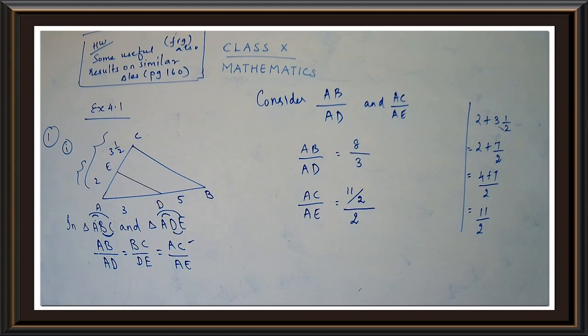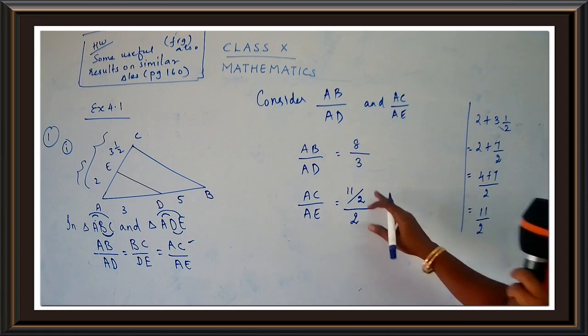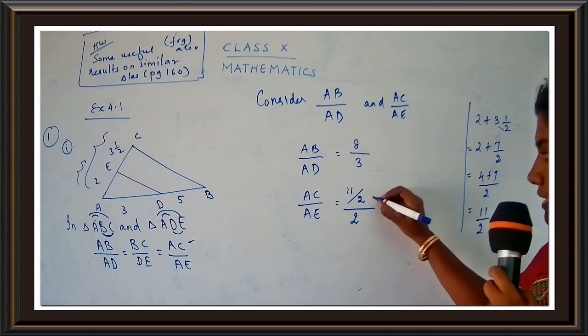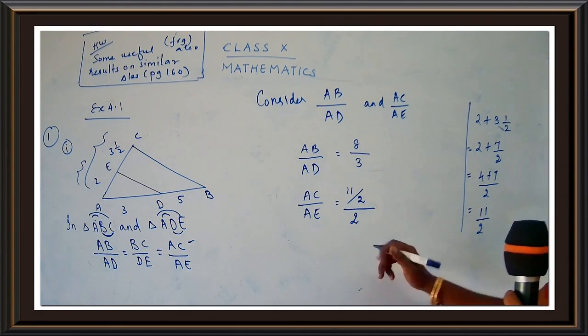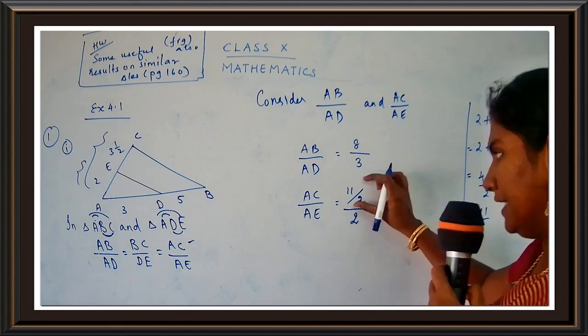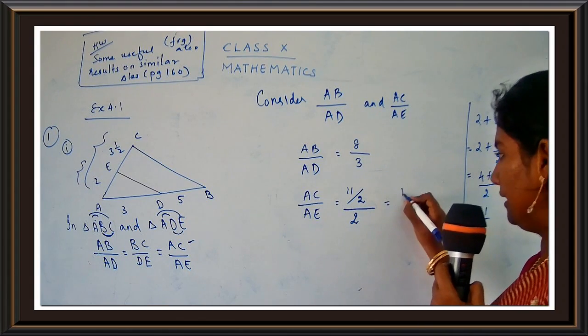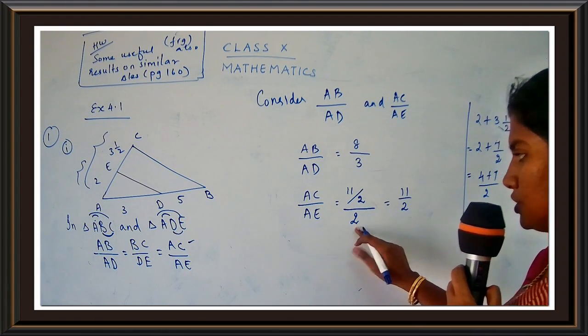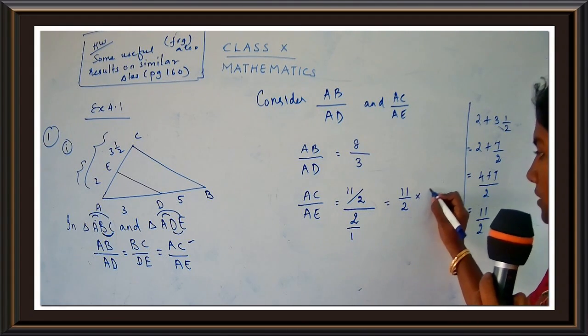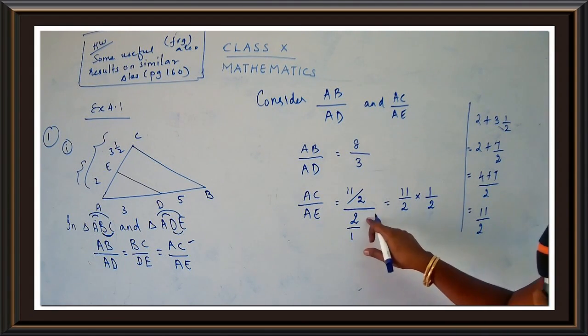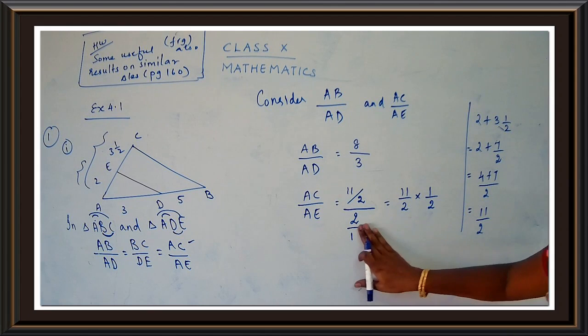So AC is 11 by 2 and AE is 2. You have a fraction upon a number, so the number will come down. Or I'll tell you an easy method to write this down. You take the numerator as it is, 11 upon 2. This is actually 2 upon 1. You have only 2, so you have to write down the reciprocal of it. Are you getting my point?